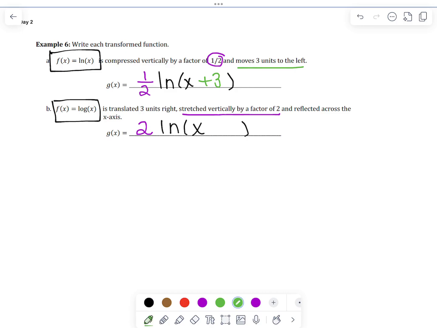The next transformation is 3 units to the right. That happens in front of the function, or I'm sorry, inside the function. So we say think opposite. It's going to be minus 3. And our last one is a reflection across the x-axis. So when we reflect across the x-axis, we're going to have a negative in front of that 2.